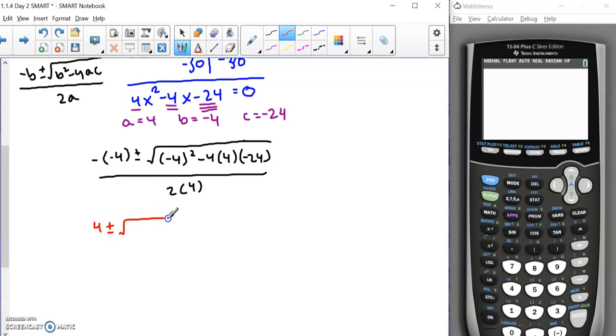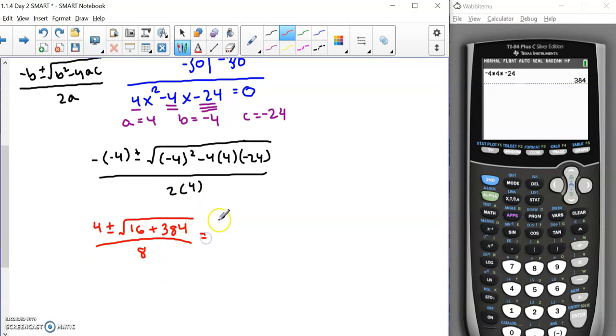And now we can start to simplify things in the square root. Negative 4 squared is 16. That one's easy. This one you might need to bust out your calculator for. Negative 4 times 4 times negative 24. Okay, 384 plus 384 all over 8. 4 times 2 is 8.